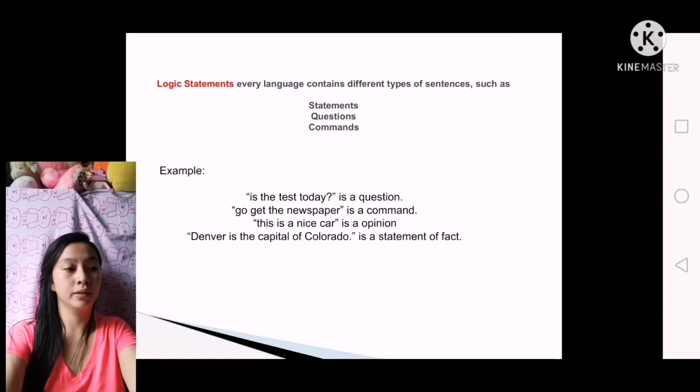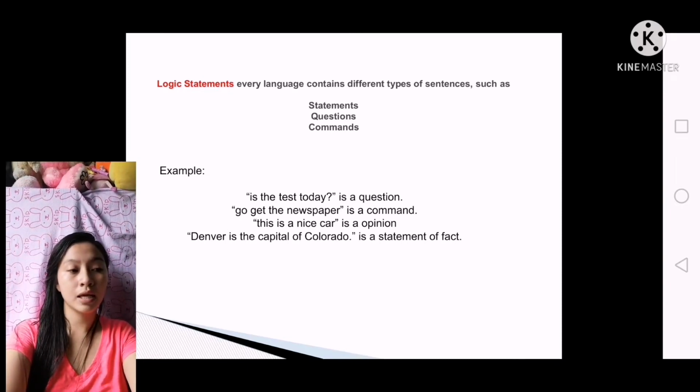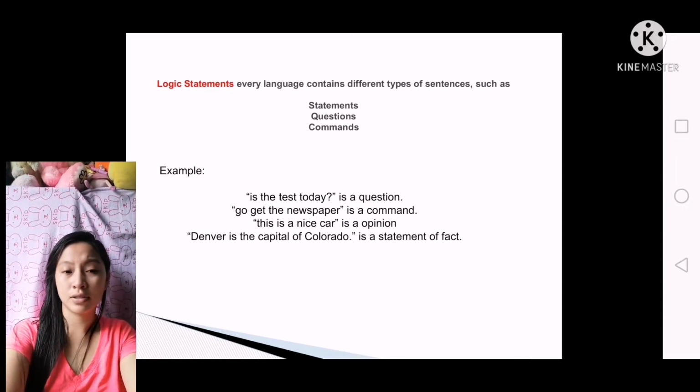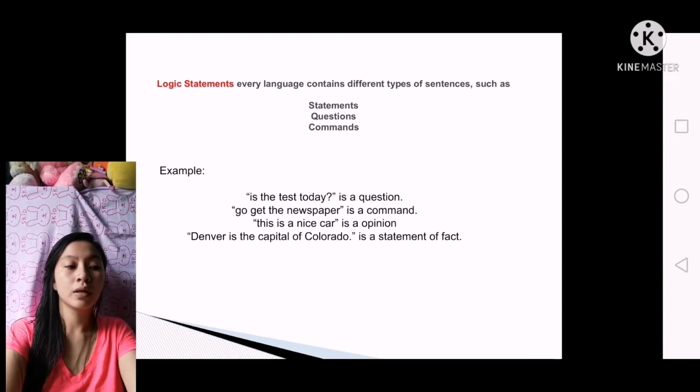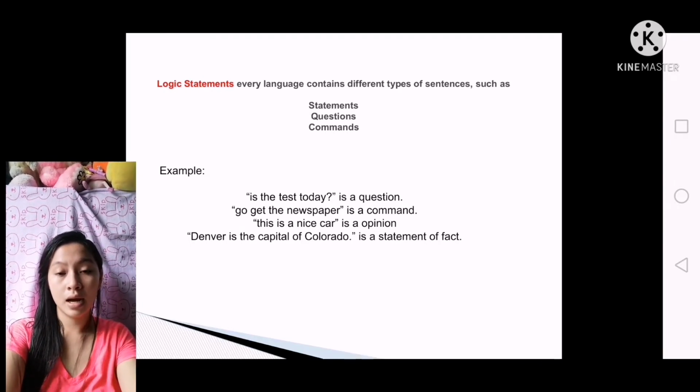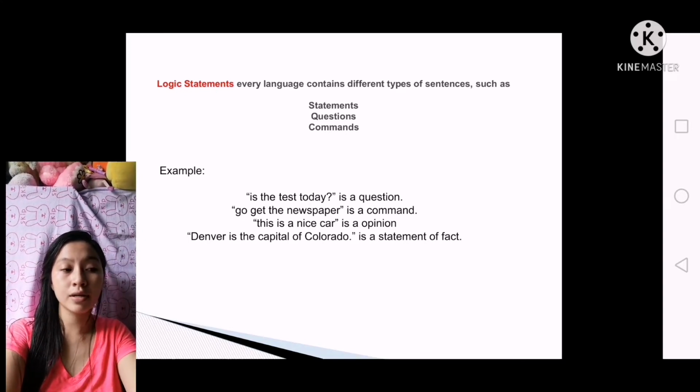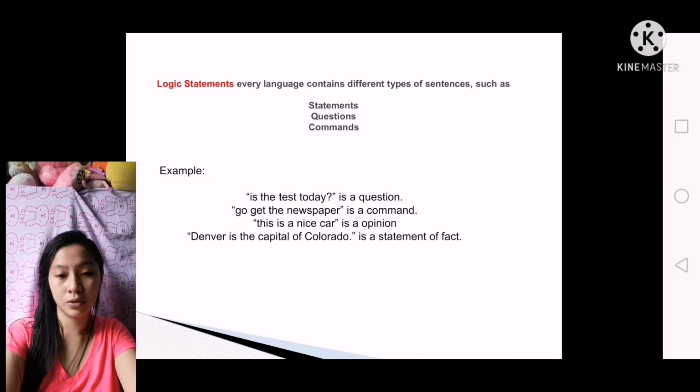For example, the statement, "Is the test today?" is an example of a question. "Go get the newspaper" is a command. "This is a nice car" is an example of an opinion. And "Denver is the capital of Colorado" is a statement that is true.